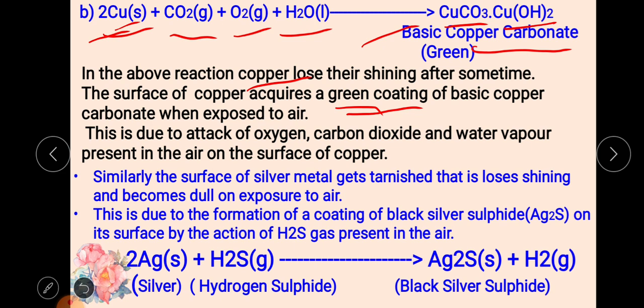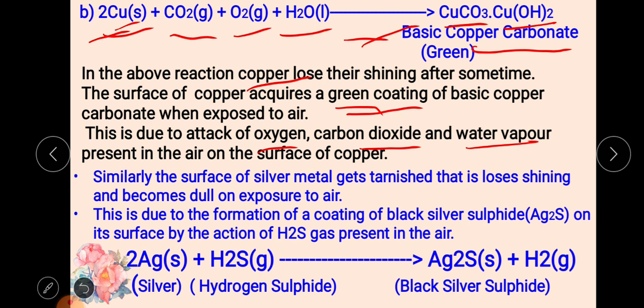When exposed to air, copper loses its shiny color. To regain it, we wash with lemon or apply pitambari to copper vessels, and again it starts shining because the oxide layer is removed. This is due to the attack of oxygen, carbon dioxide and water vapor present in the air on the surface of the metal, same as in iron. So when copper reacts with carbon dioxide, oxygen and water, its color turns green. That green color is nothing but basic copper carbonate.